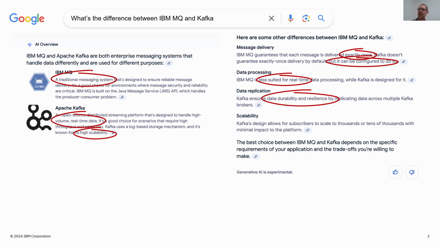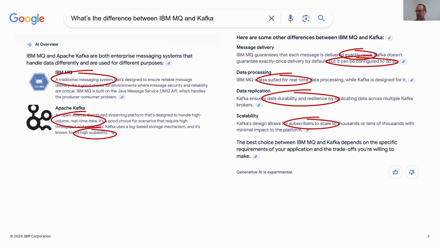Fair comments about Kafka providing data durability and resiliency by replicating data. But actually, MQ does this. We've got lots of capabilities, regardless of your platform, for data replication, whether that's queue sharing groups on z/OS or native HA or replicated data queue managers on distributed. And then just a final comment about scalability, again without comparing with MQ.